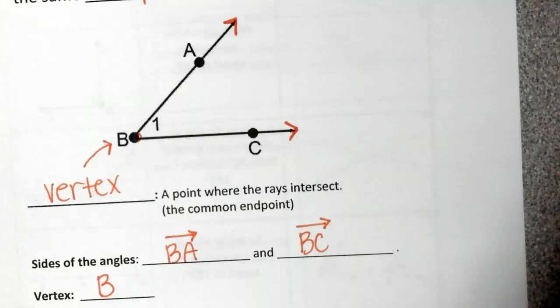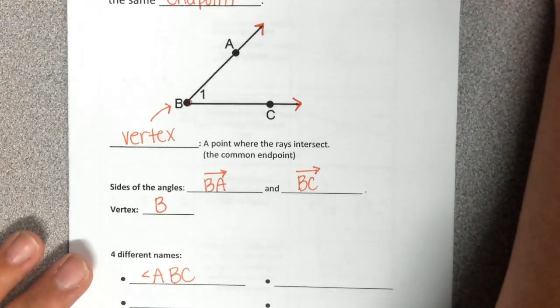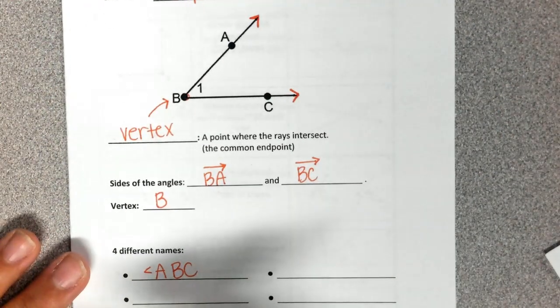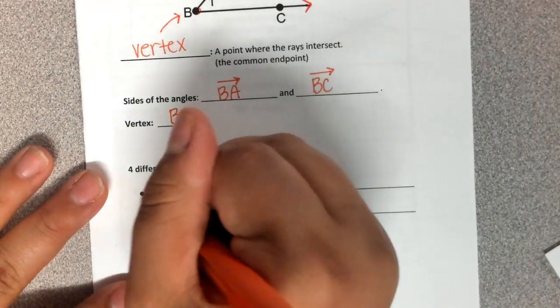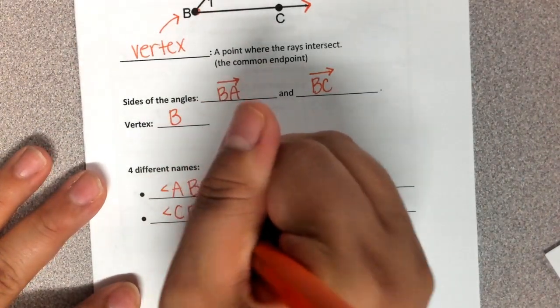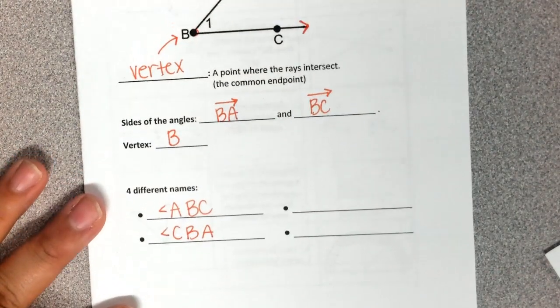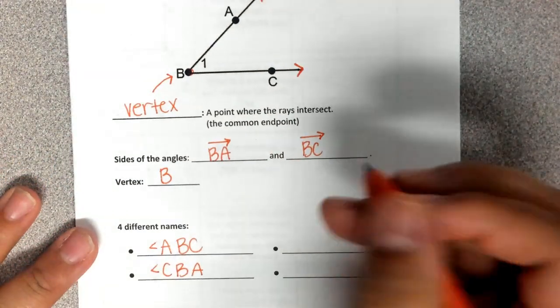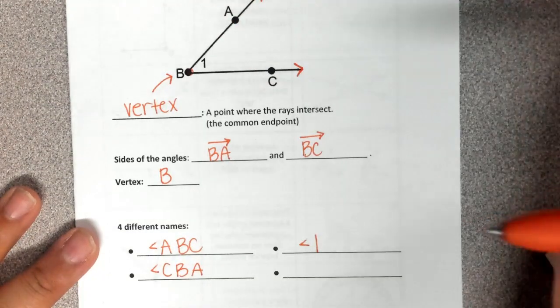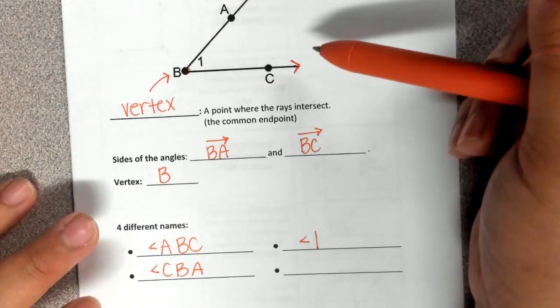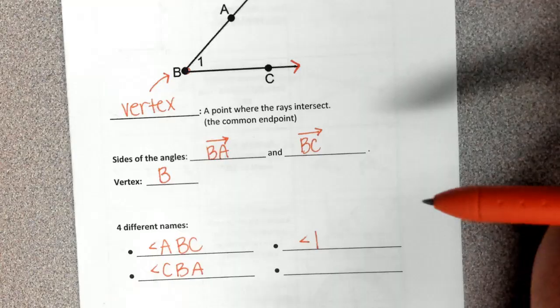Yes, I can do that. What else? CBA. I can call this CBA. Correct. Angle CBA. I can call this angle 1. As long as there's not a degree with it, we can call it that. Like if it had 1 degree, then you wouldn't call it that. But yeah. Okay?